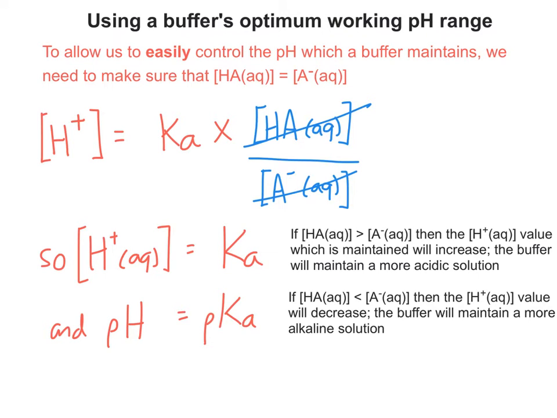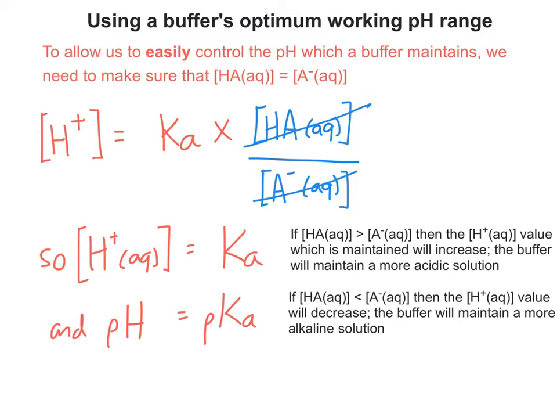And the pH value will also be the same as the pKa value. So if the concentration of weak acid exceeds the concentration of conjugate base, then according to the expression, the H plus value, which is maintained, will increase. And the buffer will maintain a more acidic solution.